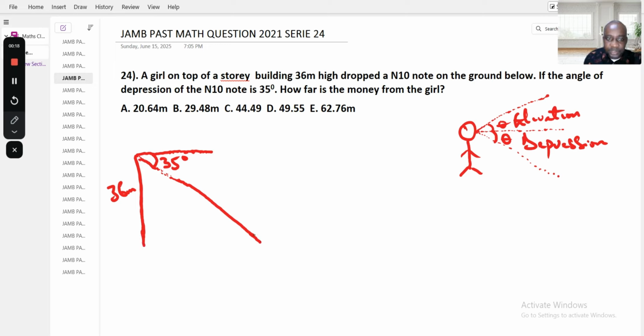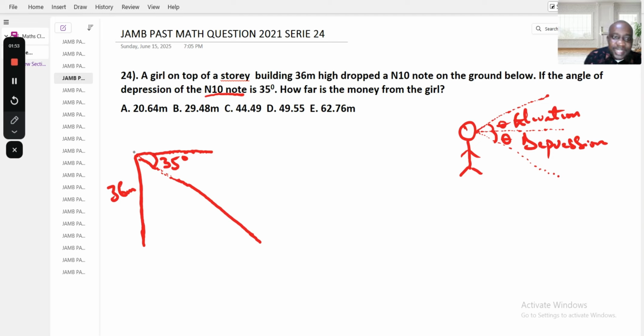35 degrees. And how far? The question says that the angle of depression of the 10 naira is 35 degrees. We are not concerned about the 10 naira note. Just ignore the 10 naira note. It's not part of the calculation at all. The question says, how far is the money from the girl?